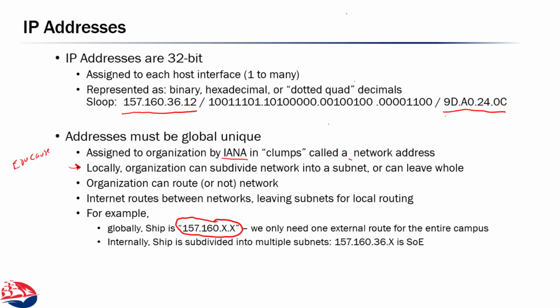This natural clumping allows for much more efficient routing, and it allows us to kind of reverse an IP address and at least figure out who it belongs to. I might not know anything about that particular machine, but at least I can ask the internet who was assigned the clump that begins with 157.160. And of course, it's going to come back and say it's Shippensburg University. And in fact, we can do that, I think.